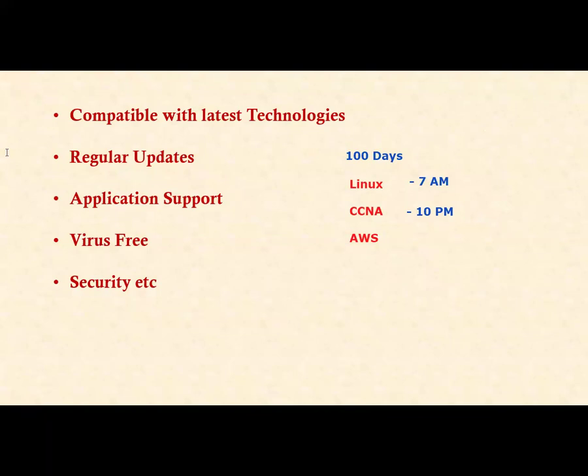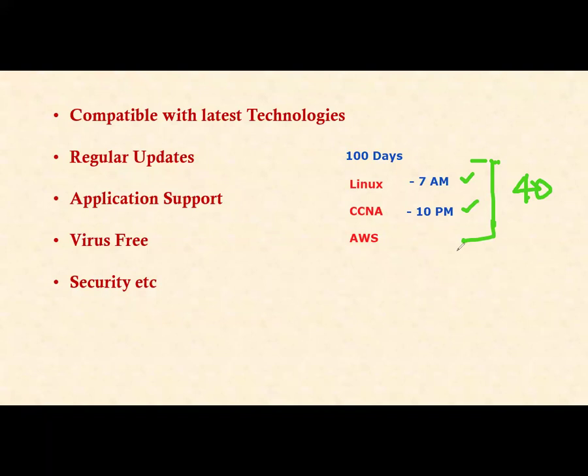We are starting the CCNA class today at 10 p.m. Today is the first class. So if you come to Linux administration at 7 a.m. and CCNA at 10 p.m., in around 40 days you can finish both courses. Then you will be left with only AWS. AWS will be super easy for you if you know the networking concepts as well as server administration concepts. Then you can go with AWS at any time.